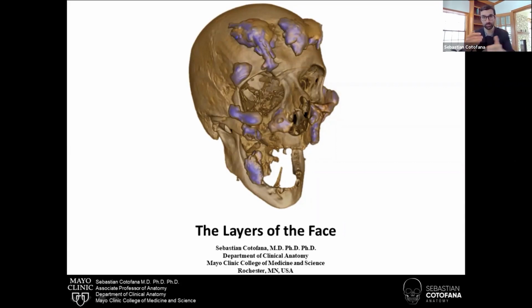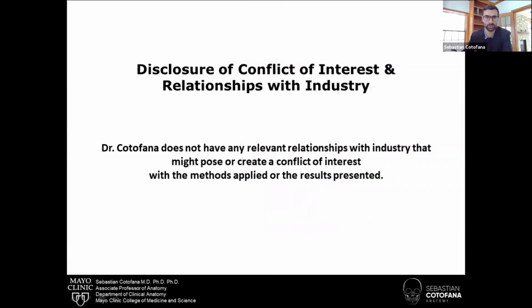So this is important to understand relationships. It's not only important what is here and what is here, it's important what lies below that. And this is what the concept of layers of the face is about. I do not have any disclosure or conflict of interest with the industry because I'm reporting on anatomy, and this is pretty free of any conflict of interest.